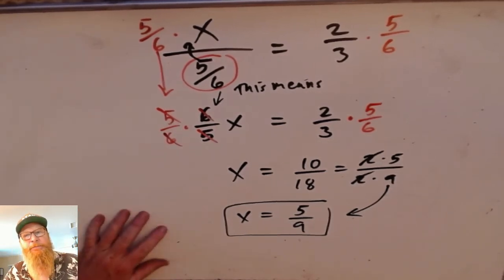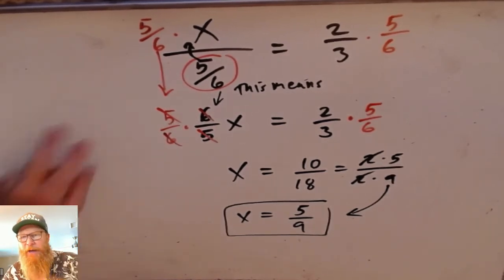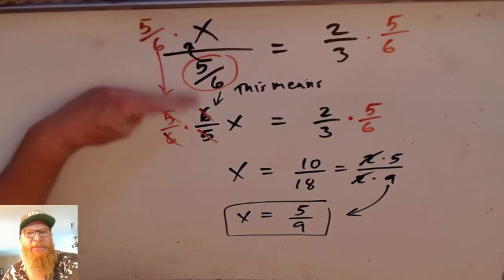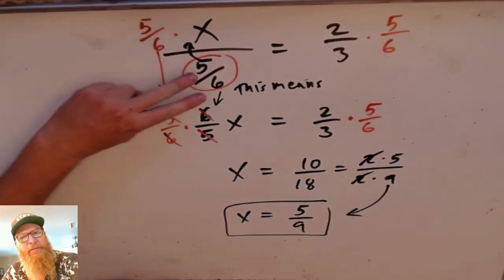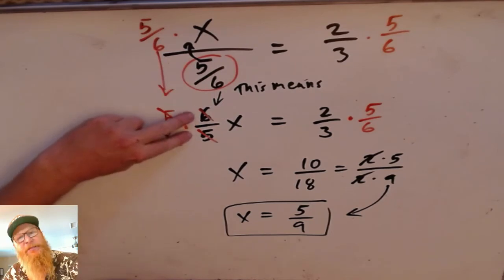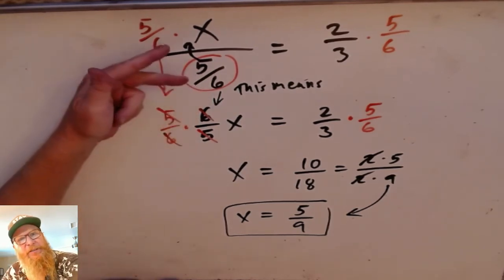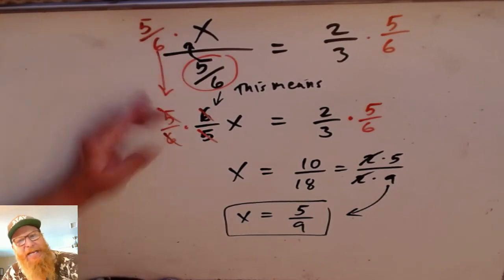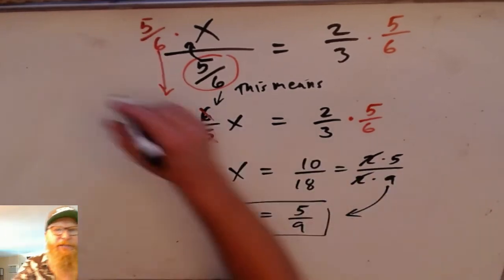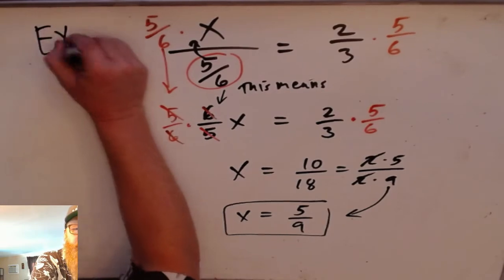Not too bad, huh? The problem with quotients is that it must be done in the right order, and you have to remember that the denominator gets flipped. And that's how you get the canceling. If you don't flip the denominator, then these things will not cancel, and your x will not be isolated. So you do need to be a little bit more careful with that.